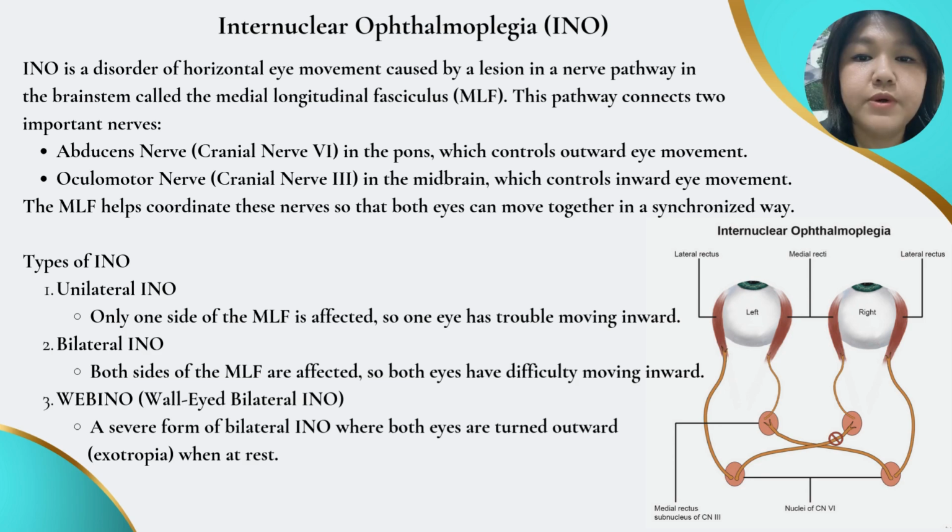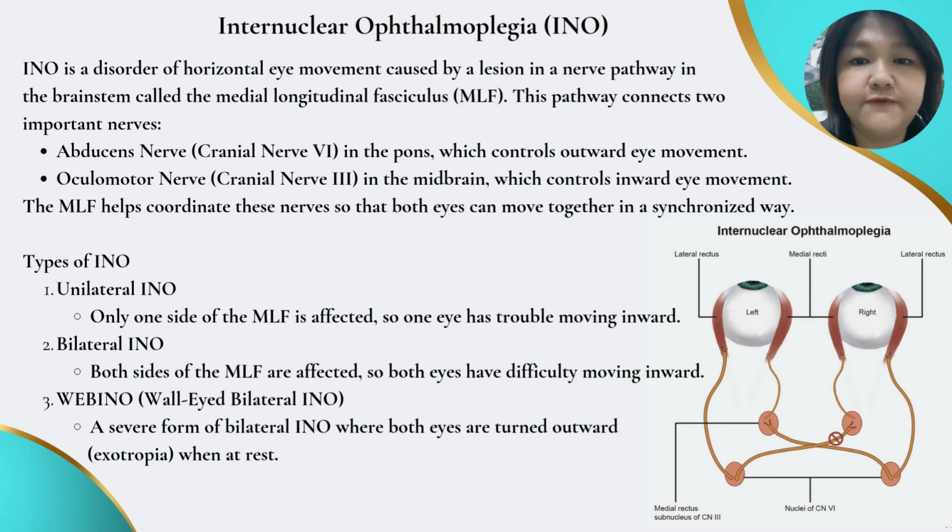Now I'll be covering internuclear ophthalmoplegia, or INO. INO is a disorder that affects horizontal eye movement. This is caused by a lesion in a nerve pathway located in the brainstem, known as the medial longitudinal fasciculus, or MLF. This pathway is crucial because it connects two important nerves.